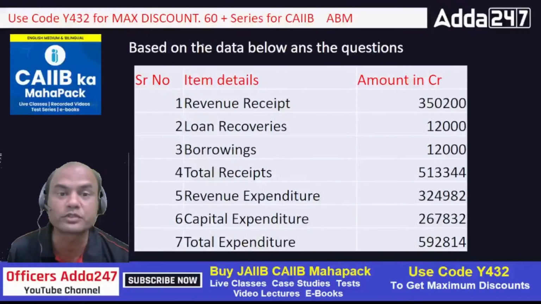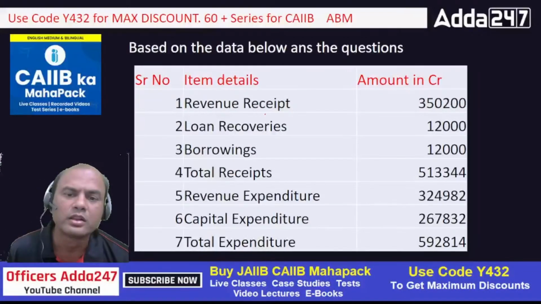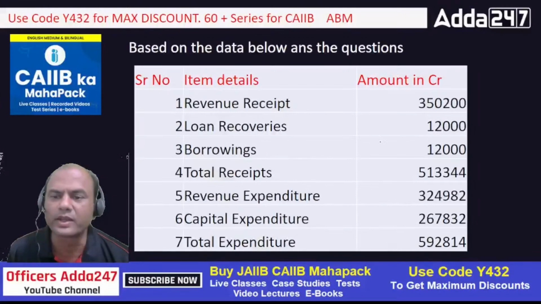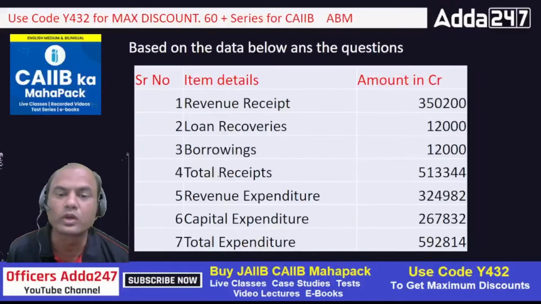Okay, this is for the budget part. Based on the data below, answer the questions. So what is the data given? This is the budget data given of some country. Country, organization, anything it can be. Revenue receipt is 3,50,200. Loan recoveries 12,000. Borrowings 12,000. It can be for a country also, because it's in crores. Total receipts 5,13,344. Revenue expenditure 3,24,982. Capital expenditure 2,67,832. Total expenditure 5,92,814.